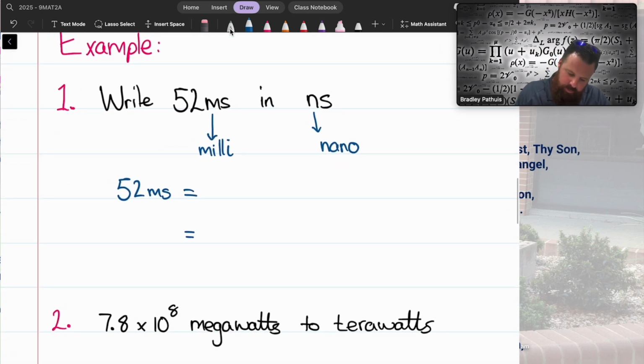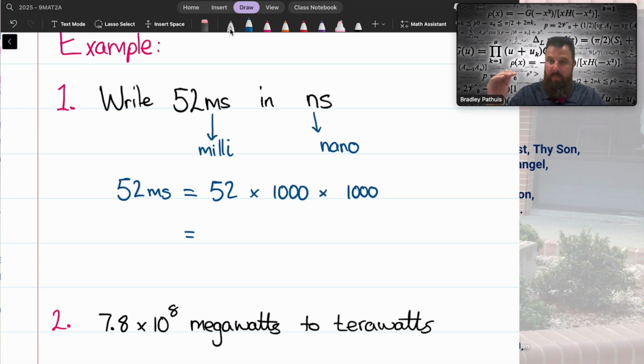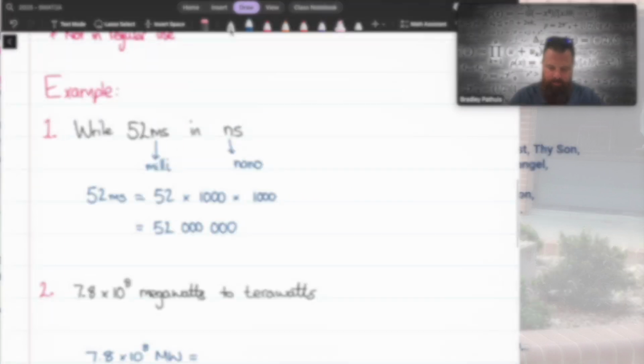So 52, when we times it by 1,000, takes us from milli up to micro. And when we times it by 1,000 again, that goes from micro to that final step of nano. And then we type that on our calculator if we're not sure, and we get a result of 52 million. Let's move on to example 2.